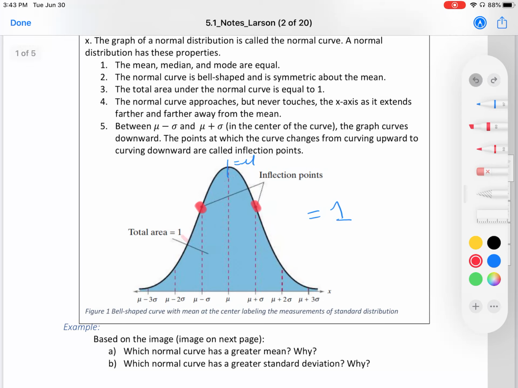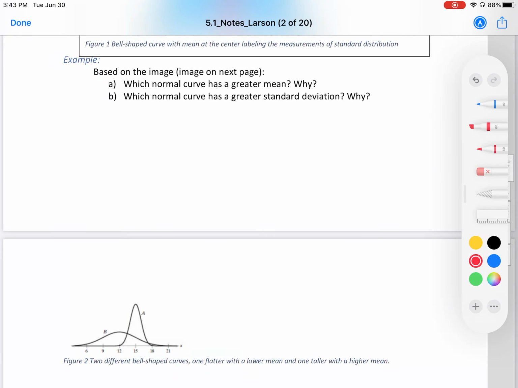The key points to remember are that it's symmetric, meaning a mirror image from the mean, the average, mu, and the sum of it is 1. That's what will come into play pretty often. Let's do an example. Based on the image, we want to answer these questions.